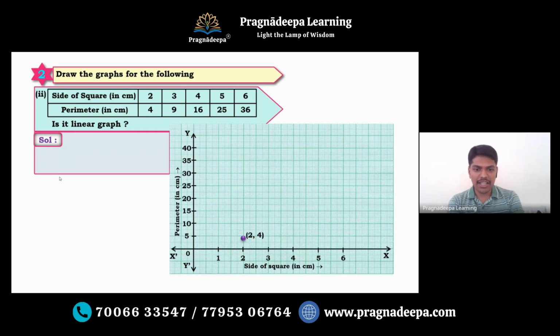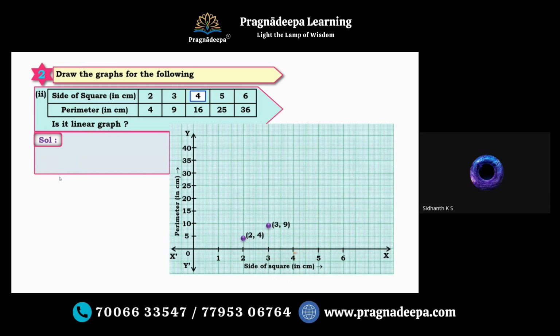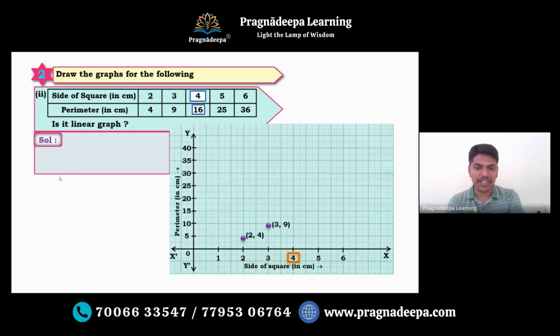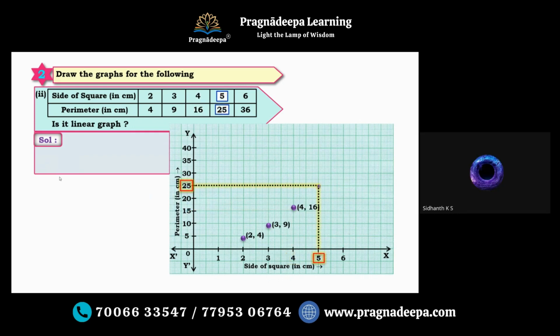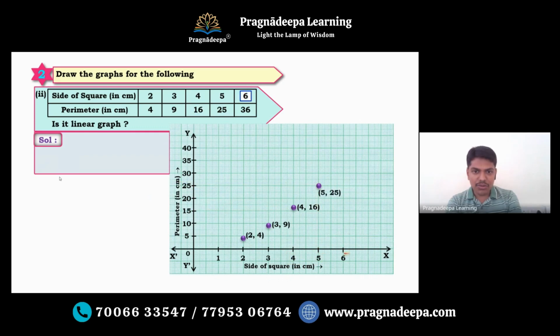For 3, 9 means you should come below 10, the same way you came below 5 for 4. You have to go like that, correct? Yes, sir. 16, go above 1 after 15. For 5, it's easy, 25. For 36, you go 1 above after 35, correct? Yes, sir. Now you draw the graph.